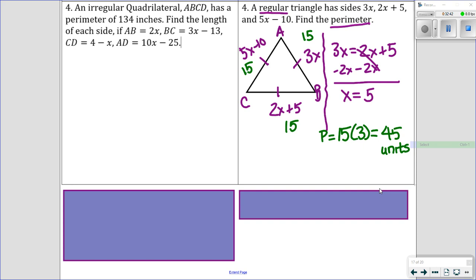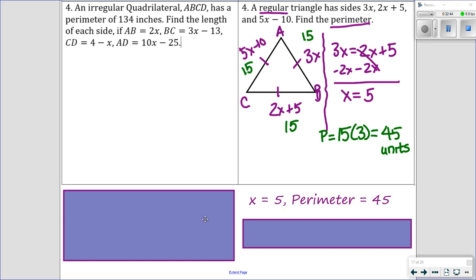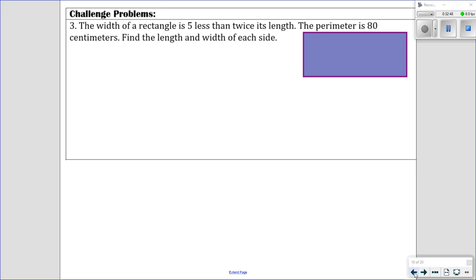And then select. There you go. So this should be the, oh, there's one more. It's just a challenge problem. It says the width of a rectangle is 5 less than twice its length. The perimeter is 80 centimeters. Find the length and the width of each side.